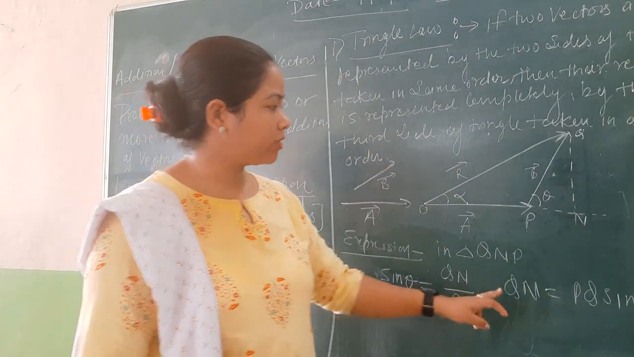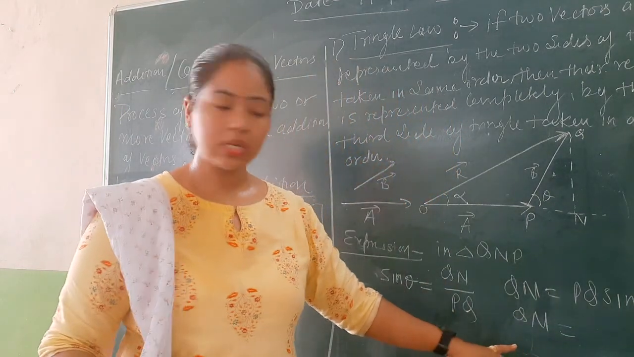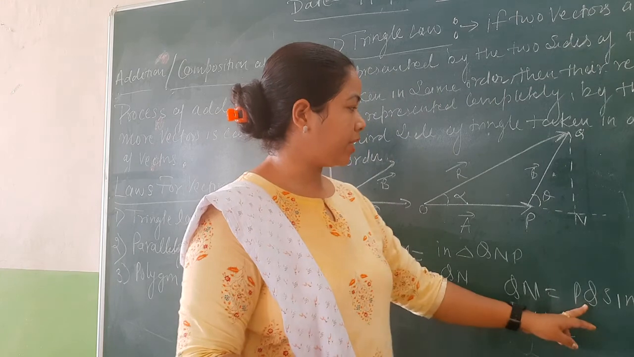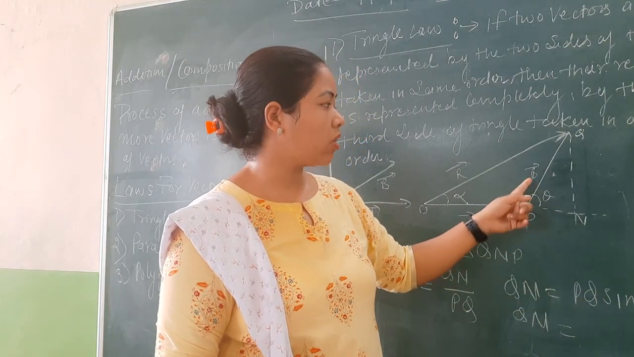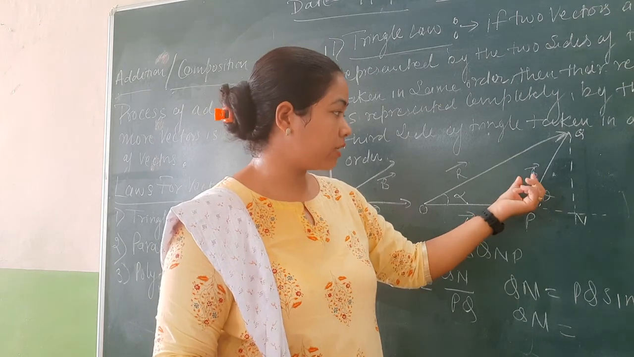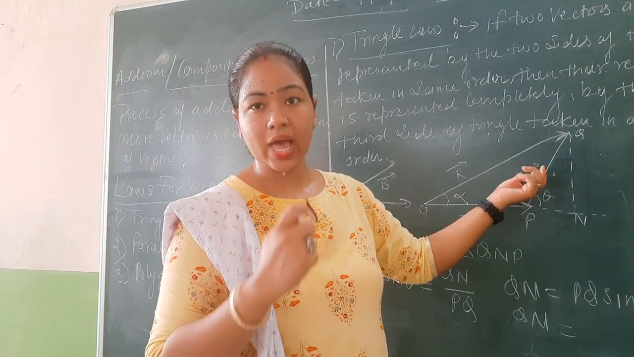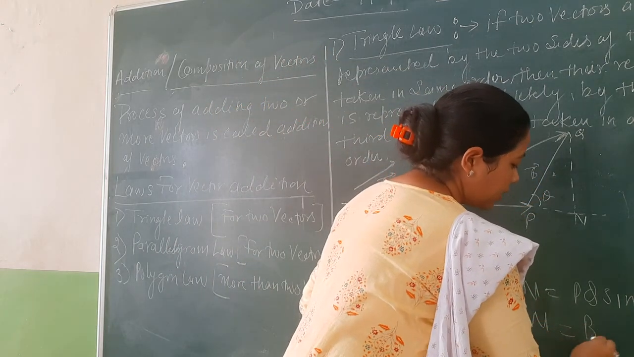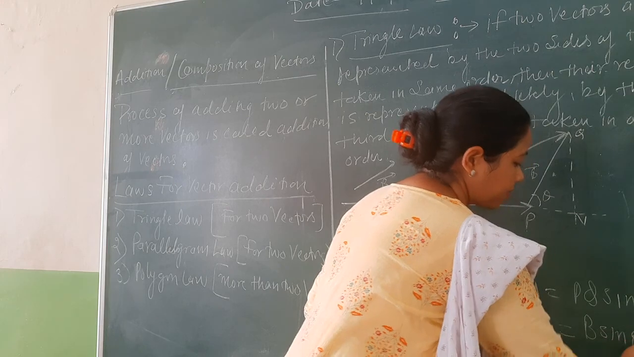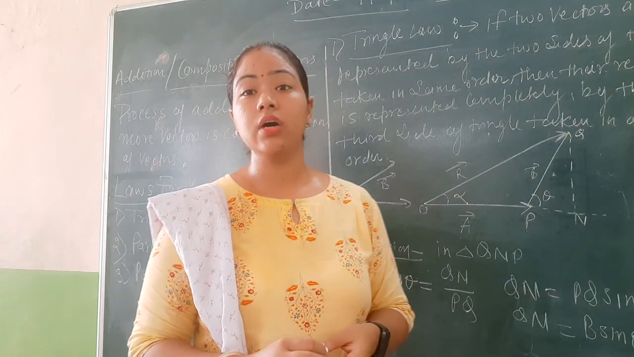Now what is the value of QN? QN is an unknown value for us, so QN will be written as it is. And what is the value of PQ? The value of PQ is B, right? Now we are not taking the value of B with its direction, we are only having the magnitude. So we will only write down B sine theta, right?